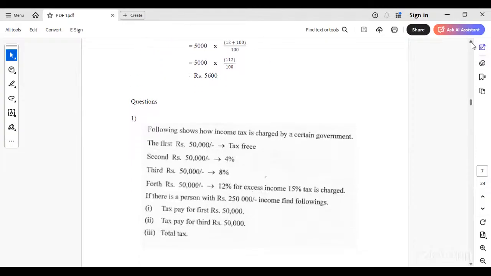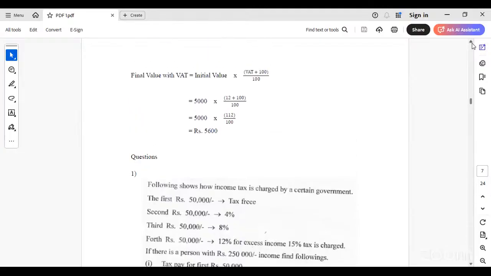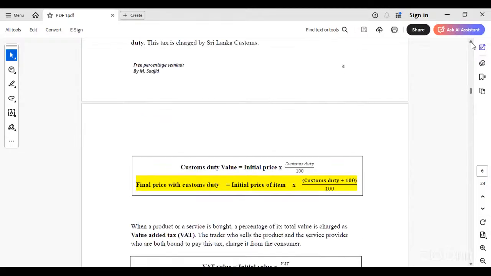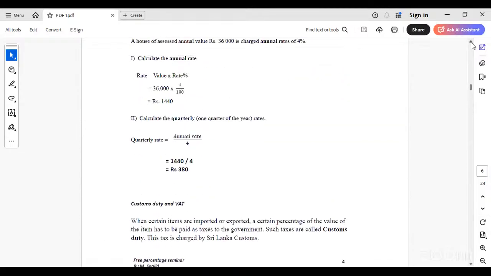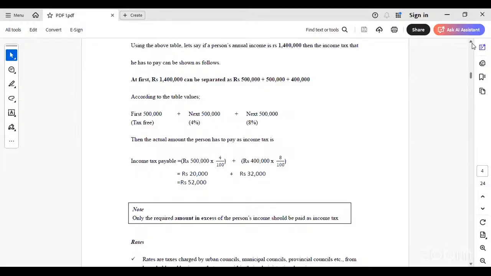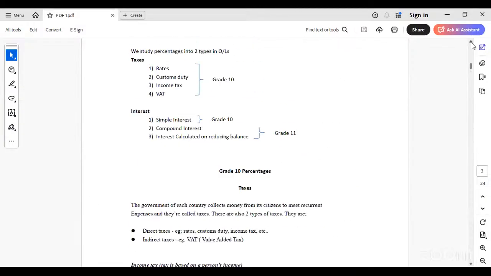Yeah, so we have the questions next. But if you have any questions regarding what we have done up to now, like in customs duty or VAT or in rates or in taxes, you can ask now, because now we are going to go for questions.